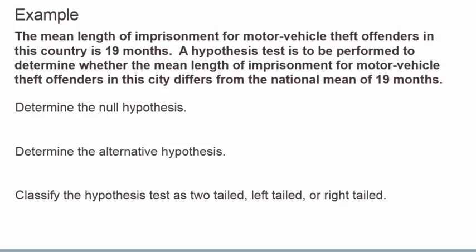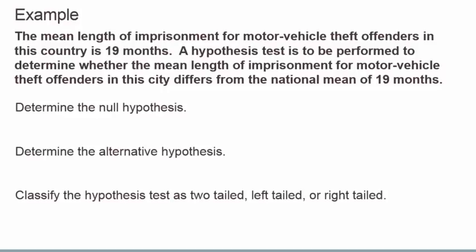Example: the mean length of imprisonment for motor vehicle theft offenders in this country is 19 months. A hypothesis test is to be performed to determine whether the mean length of imprisonment for motor vehicle theft offenders in this city differs from the national mean of 19 months.